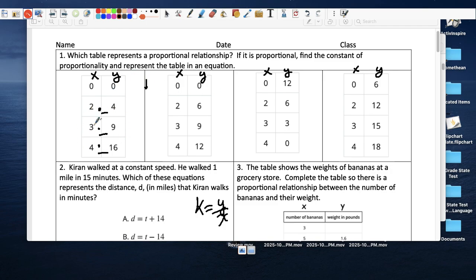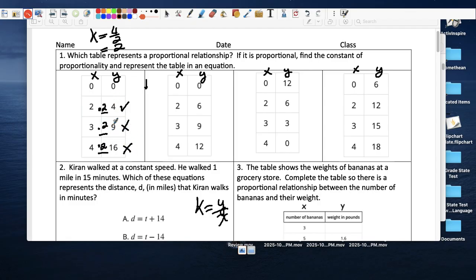I'm going to take one of these values: 2, 4, 3, 9, 4, 16. Let's pick 2, 4. If I pick 2, 4, I'm going to get k equals the y value 4 divided by 2, and the constant of proportionality is 2. So I can come back here and write times 2, times 2, times 2. This is true. This is not true because 3 times 2 is not 9, and 4 times 2 is not 16.